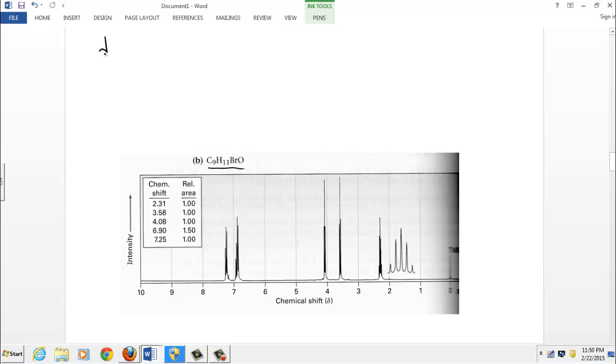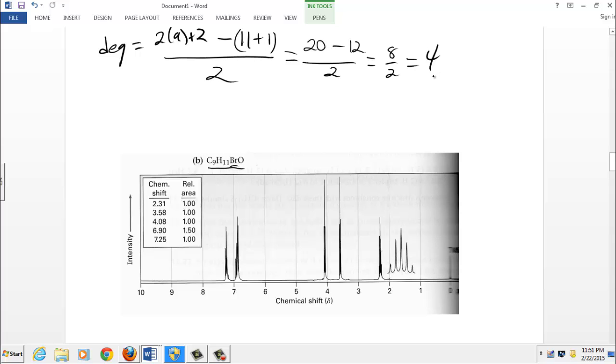C9H11BrO. So the degrees of unsaturation is going to be 2 times 9 plus 2, minus the actual number of hydrogens. There's 11, but we do have bromine, so add one more. Oxygen, ignore, divide by 2. So we have 4 degrees, which means we could have 4 rings, we could have 4 pi bonds, but the most common way to take care of 4 or more degrees of unsaturation is perhaps 3 pi bonds and 1 ring, the benzene ring. There's a ring, and then 3 pi bonds.